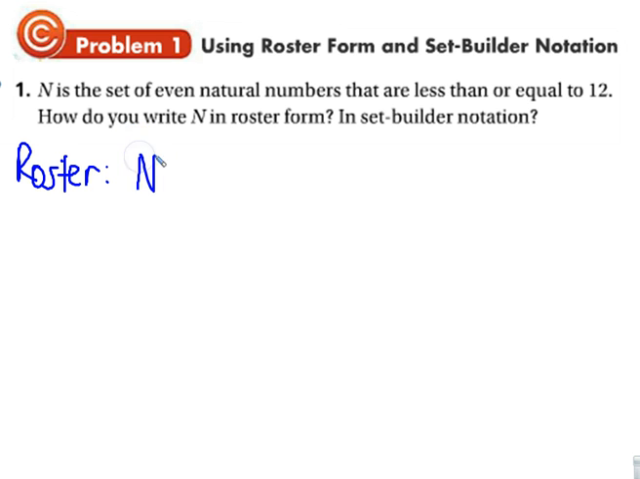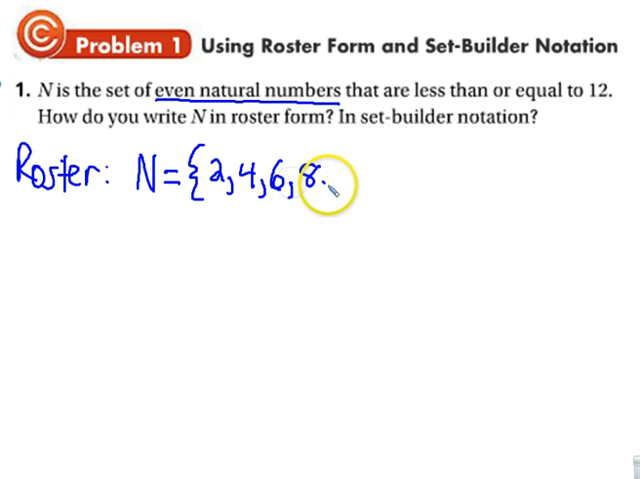Okay, so we write N is, write my braces, and then I want to write down all of the even natural numbers that are less than or equal to 12. So I'm going to write down 2, 4, 6, 8, 10, and 12. Okay, so that is the roster set.